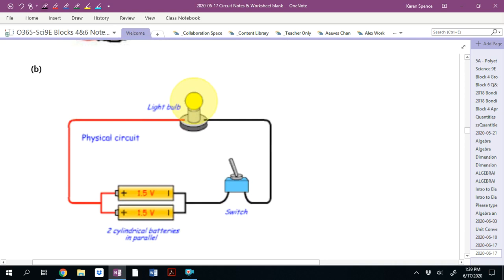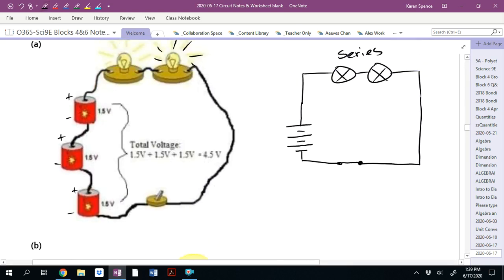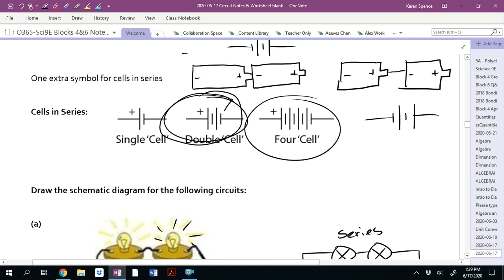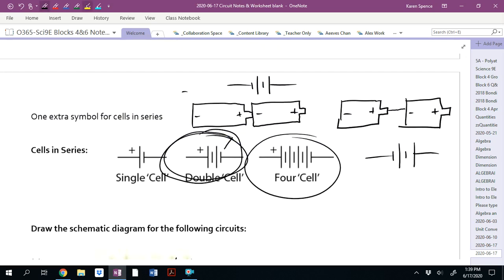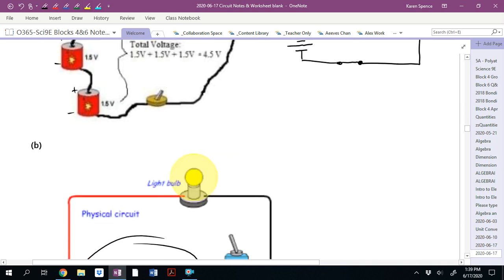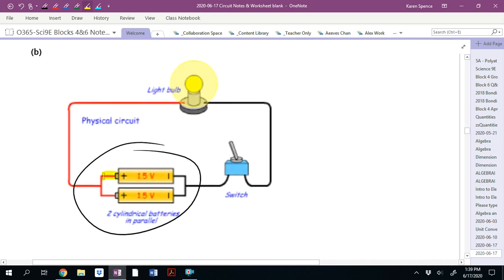Okay, our next one here. Oh my gosh, what have we done? What's up with these batteries here? Those batteries are not connected in series because you'll notice when they're connected in series, the positive terminal touches the negative terminal. They're connected. The positive terminal is connected to the negative terminal. But down here, positive is actually connected to positive.